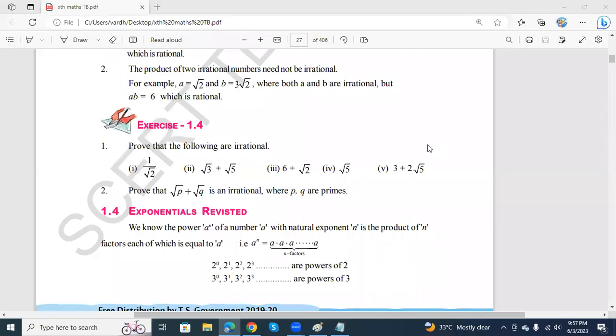Hello children. In this video, I'm going to explain exercise 1.4, question number 1, the fifth bit. For the previous four bits, I have explained in a different video. Please check my previous videos. This is giving a proof for the irrational numbers. The fifth bit is 3 plus 2 root 5.